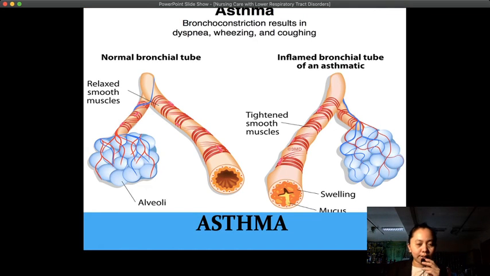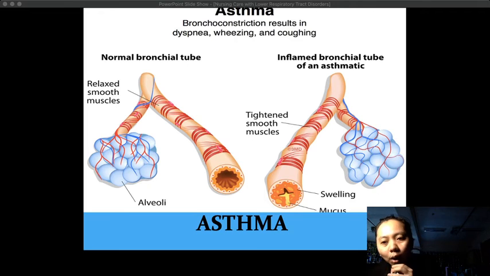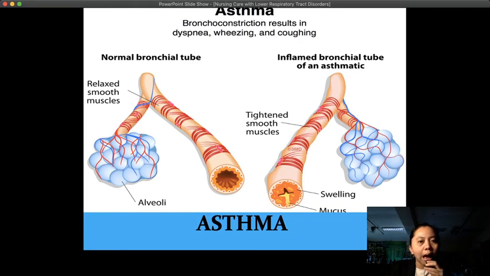Okay, so next, asthma. We always talk about asthma, but we don't really know what asthma is all about. You are a nurse, so you should know what asthma is. Asthma is bronchoconstriction that results in dyspnea, wheezing, and coughing. In other words, hubak.